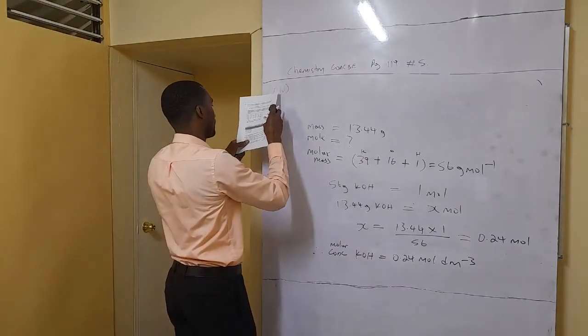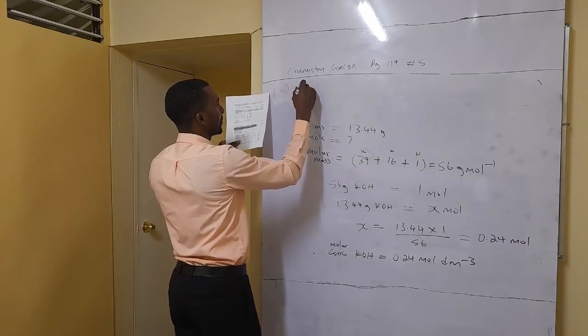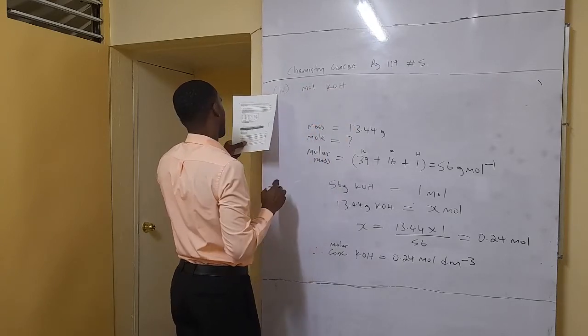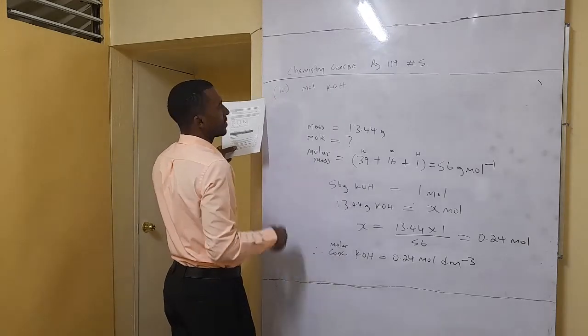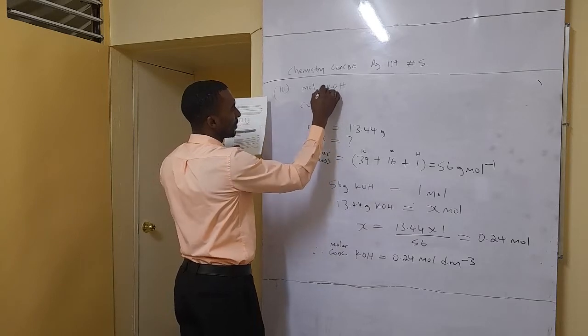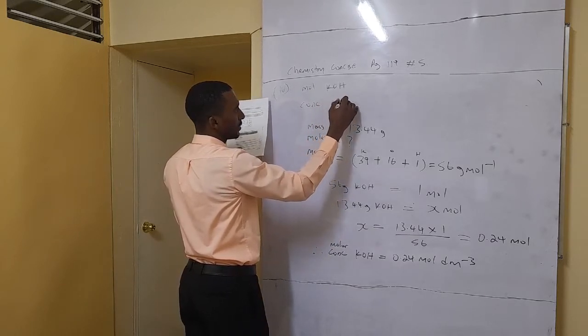And the moles of KOH, alright? Using the titration. Alright, so based on this, the concentration in moles per dm cube is 0.24.